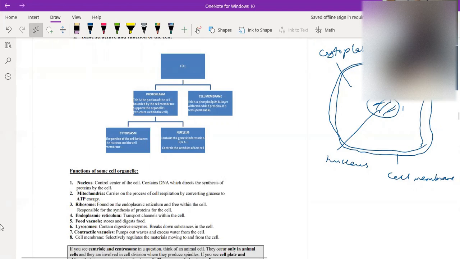So the first one I want to look at is the nucleus. Once you see the nucleus, remember that the nucleus is the control center of the cell. Right, it contains the DNA. So any question that mentions DNA should be related to the nucleus. So nucleus, keyword, DNA. And then what is the function of the DNA? The DNA directs the synthesis of protein within the cell, right? It contains the genetic material, our genes. Okay. We'll talk a little bit about DNA later.